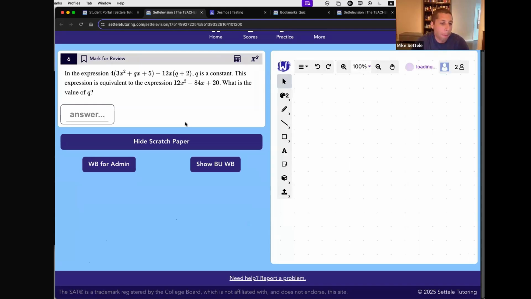Now for this one, we have 2 letters. We have Q and we have X. Well, they're asking for Q. So the value of Q probably matters. But what about the value of X? Does that matter? Probably not. It's because otherwise we'd have no way of solving things.